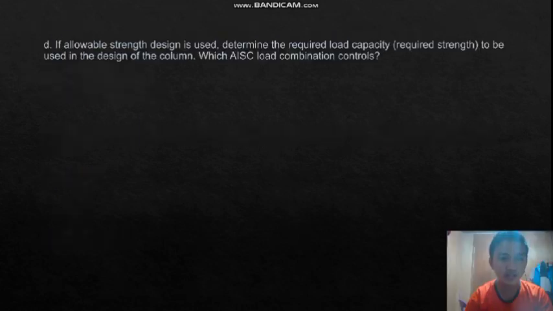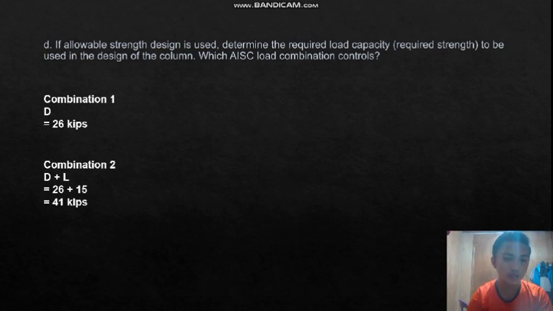If allowable strength design is used, determine the required load capacity to be used in the design of the column, and which ASCE load combination controls. Combination 1, which is D, is equal to 26 kips. Combination 2, dead load plus live load. By substituting, we can get 41 kips. Combination 3, dead load plus either roof live load or snow load or rain load. We choose snow load since it has the highest value. Then substituting, it equals 34 kips.